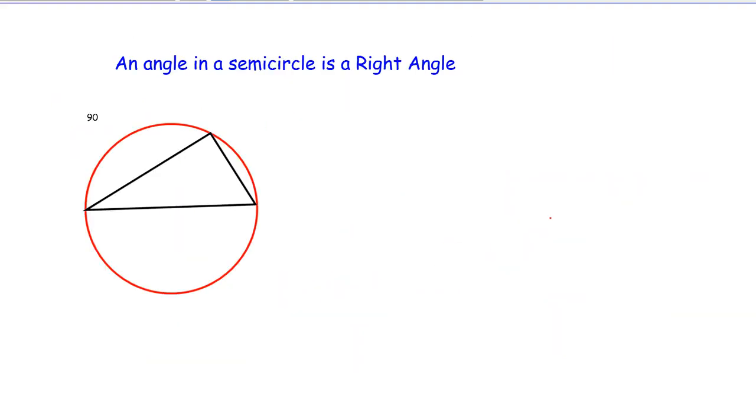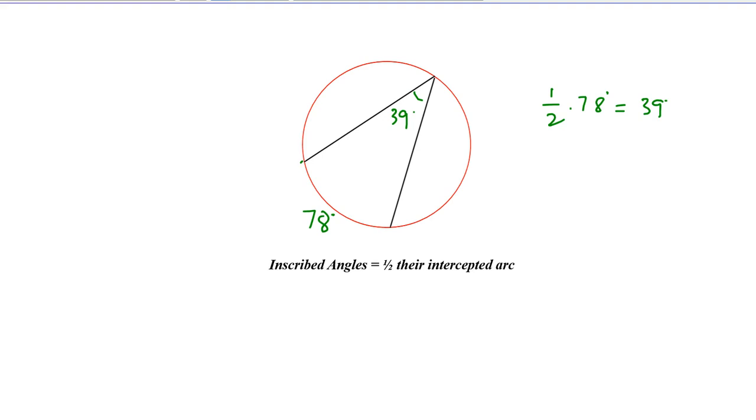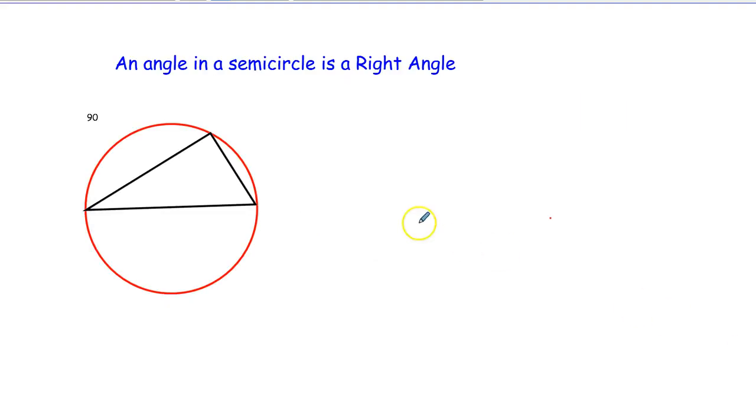Now we also have some special cases, like an angle in a semicircle is a right angle. We can prove it by making use of the same relationship: inscribed angle is equal to half of the intercepted arc. Now they're saying that it is a semicircle. This is the semicircle. The angle in a semicircle is a right angle, that is 90 degrees. This measure is equal to 90 degrees.